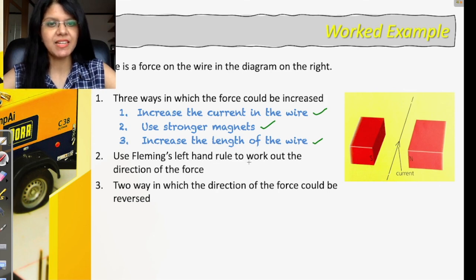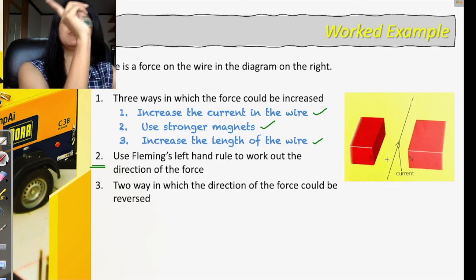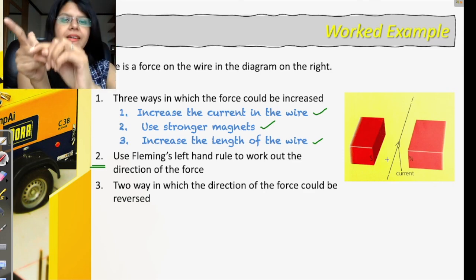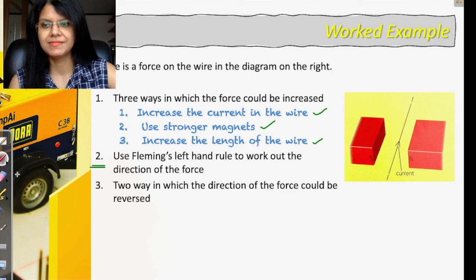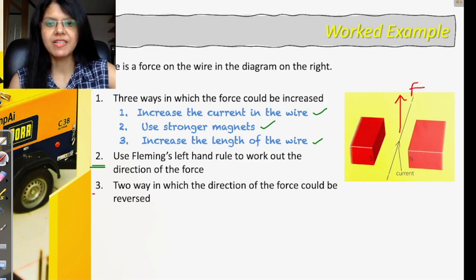Use Fleming's left hand rule to work out the direction of the force. I'm talking about question number 2 now. Field north to south, current going inside, force will be up. So what is the direction of the force? In the upward direction.